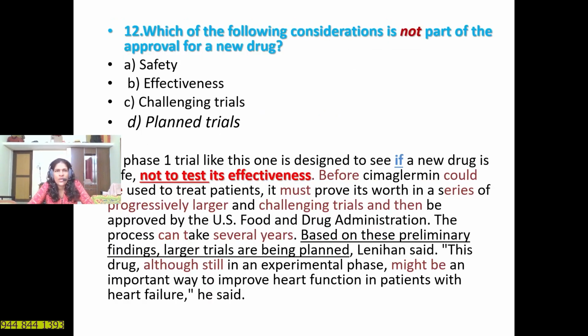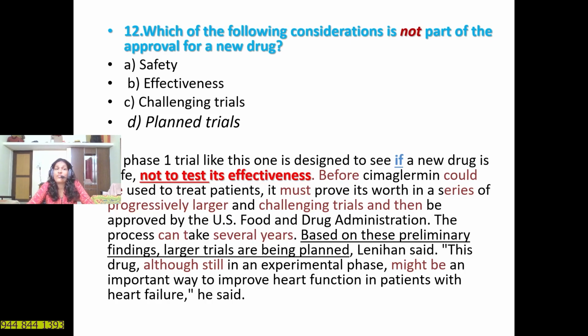Let's move on. Which of the following considerations is not part of the approval for a new drug? When you do the approval for a new drug, you need to do so many things. A phase 1 trial like this one is designed to see if a new drug is safe. So safety is there. Safe is nothing but safety. Not to test its effectiveness. So effectiveness is there.